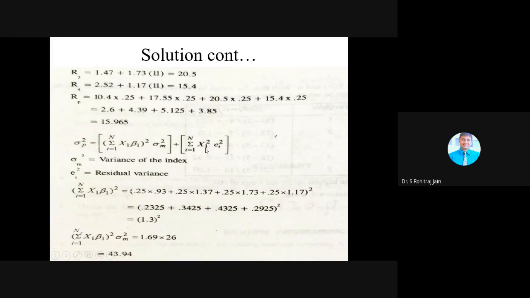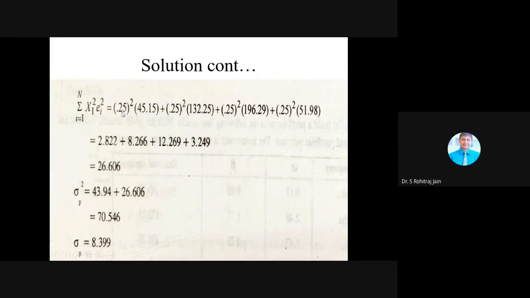That is the proportion of funds that has to be invested in each security multiplied by EI square, which is the residual variance. Now, when I take 0.25 square into the residual variance of the first stock, 0.25 square into 132.25, plus 0.25 square into 196.29, plus 0.25 square into 51.98, I got 26.606, the value of the second component.